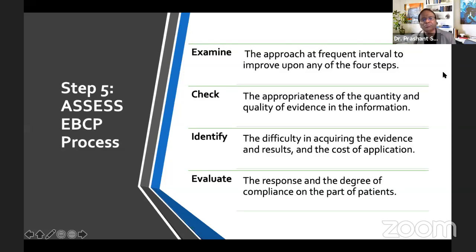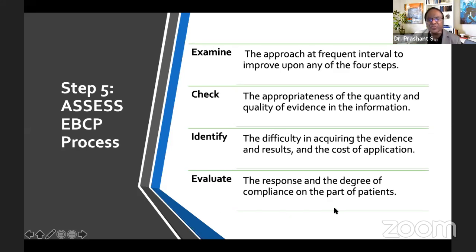In terms of acquiring the evidence, it was easy. I just looked at PubMed and I was able to find those studies. So I didn't spend any money to get those manuscripts or those articles in order to access them. Okay.